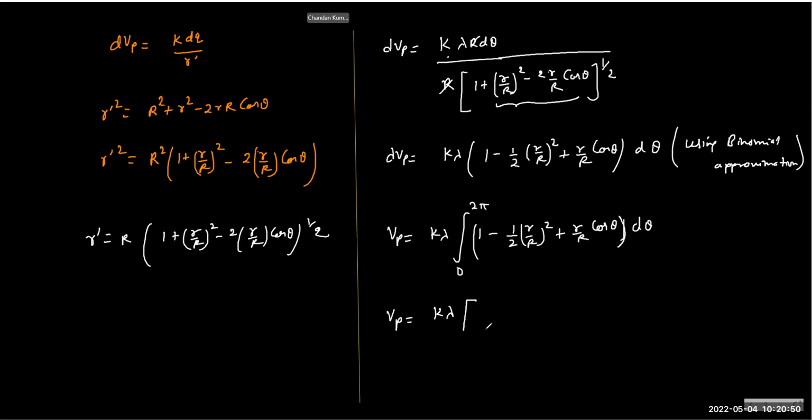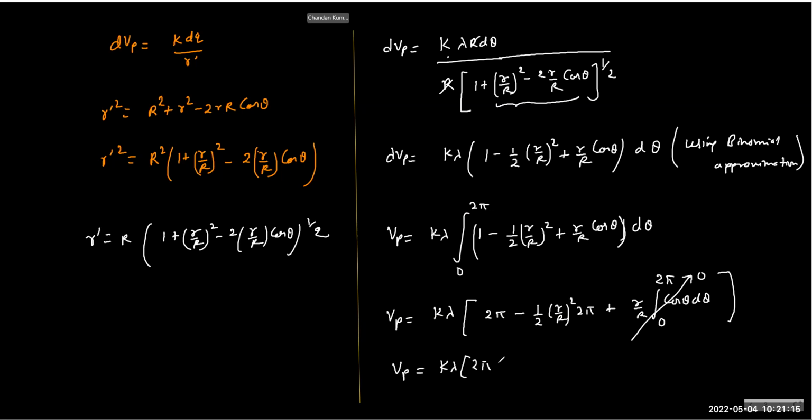So k lambda into, now we can add 2 pi, the first term. The second term will be 1 by 2 r by R whole square into 2 pi. And the third term will be r by R into integration of cos theta d theta from 0 to 2 pi. This will be 0, right? So VP turns out to be k lambda into 2 pi minus pi r by R whole square. Okay.